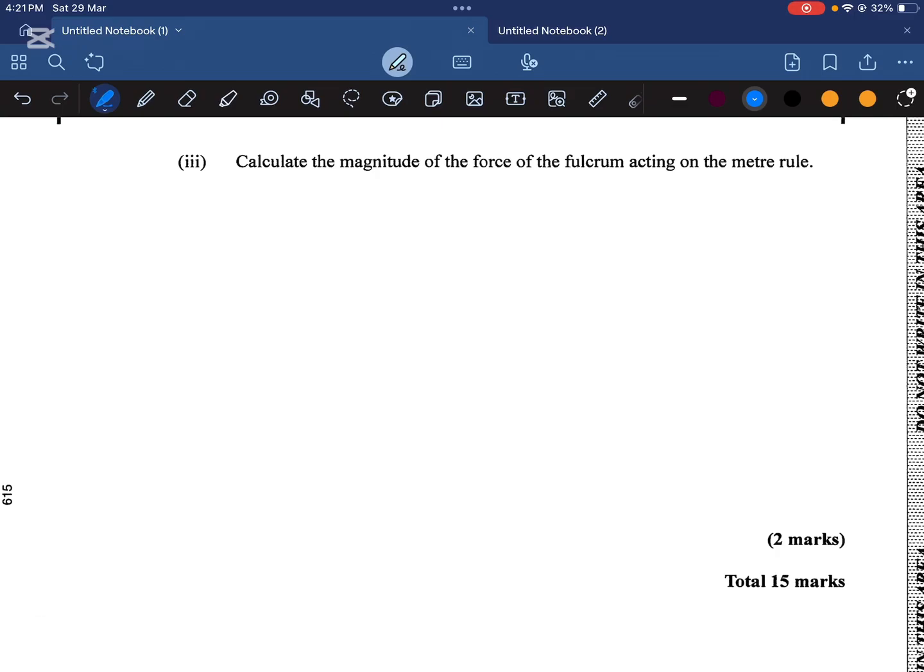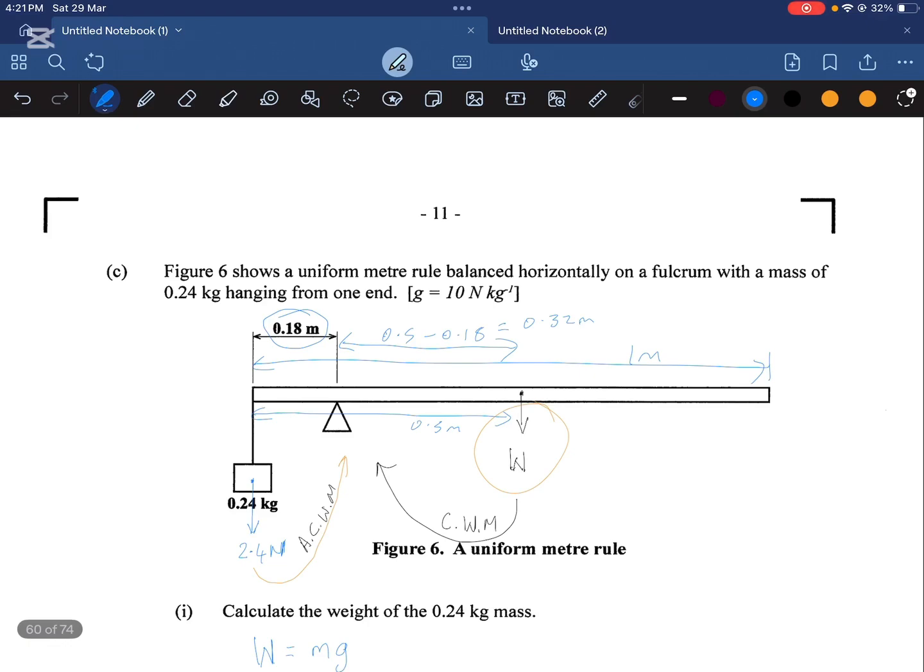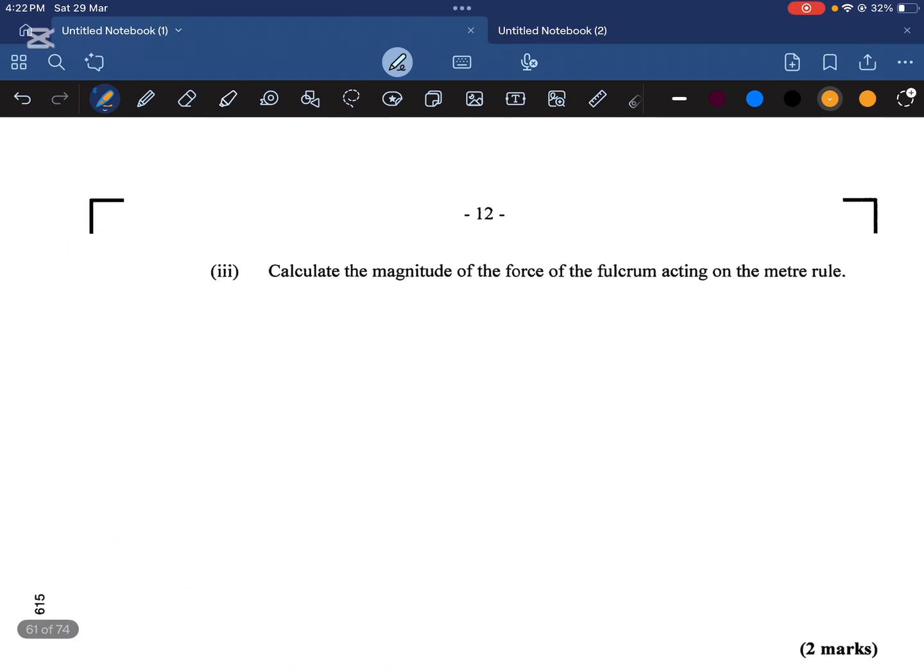Now, the final part of question 2 for today is to calculate the magnitude of the force of the fulcrum acting on the meter rule. This is where the principle of equilibrium comes in, which says that all the opposite forces must be equal. We know that there are two downward forces, the weight of the meter rule and the 2.4 Newtons. Therefore, there is automatically an upward force at the pivot point pushing up on the meter rule.